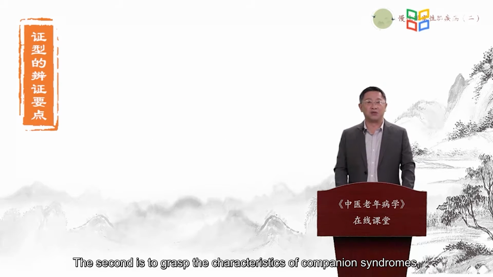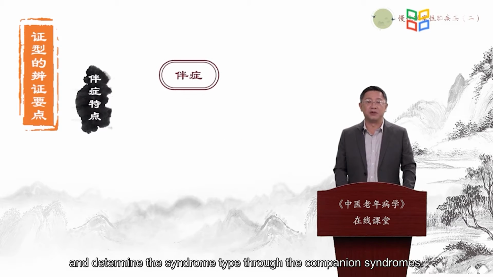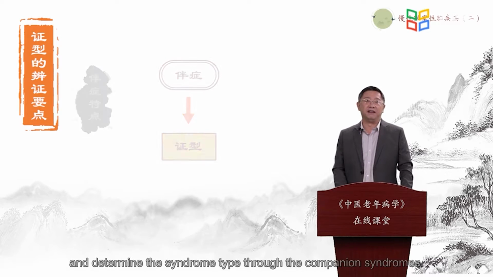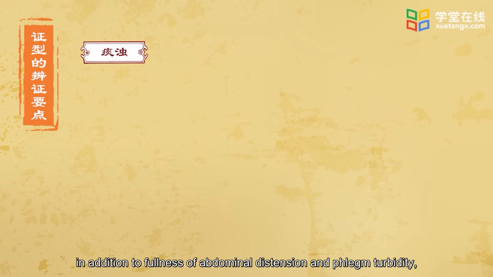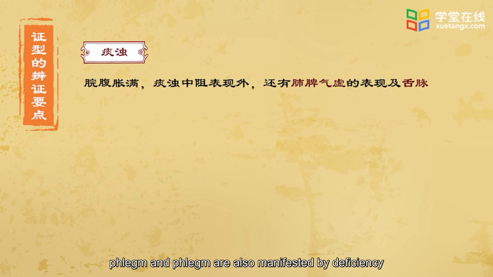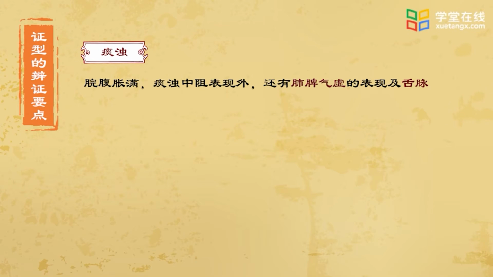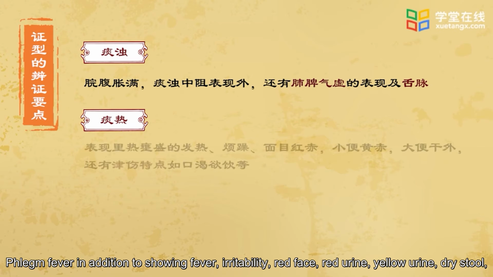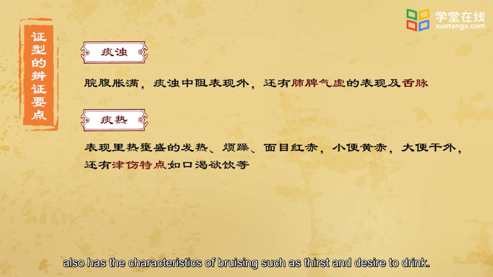The second is to grasp the characteristics of companion syndromes and determine the syndrome type through the companion syndrome. For example, in addition to fullness or abdominal distension, flame turbidity is also manifested by deficiency of lung and spleen qi and tongue and pulse changes. Flame fever, in addition to showing fever, irritability, red face, red and yellow urine, dry stool, also has characteristics of bruising such as thirst and desire to drink.